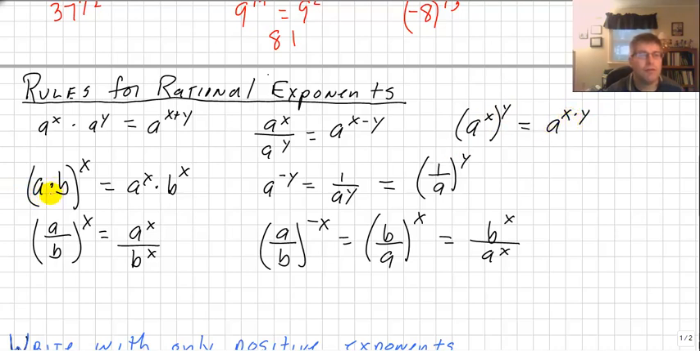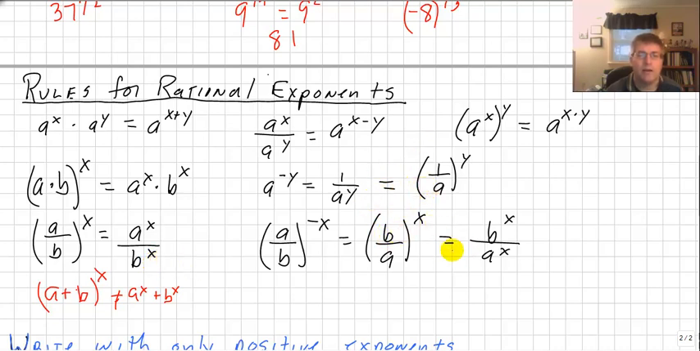In this rule we have two different bases, a and b, a times b, that whole quantity raised to the x. Now here we can impose the x on both. We can do that when we have multiplication and division. Remember, we cannot do this for addition or subtraction. A plus b to the x does not equal a to the x plus b to the x. Do not do that. But because we have multiplication and division, that does work. So a to the x times b to the x, or a to the x divided by b to the x.